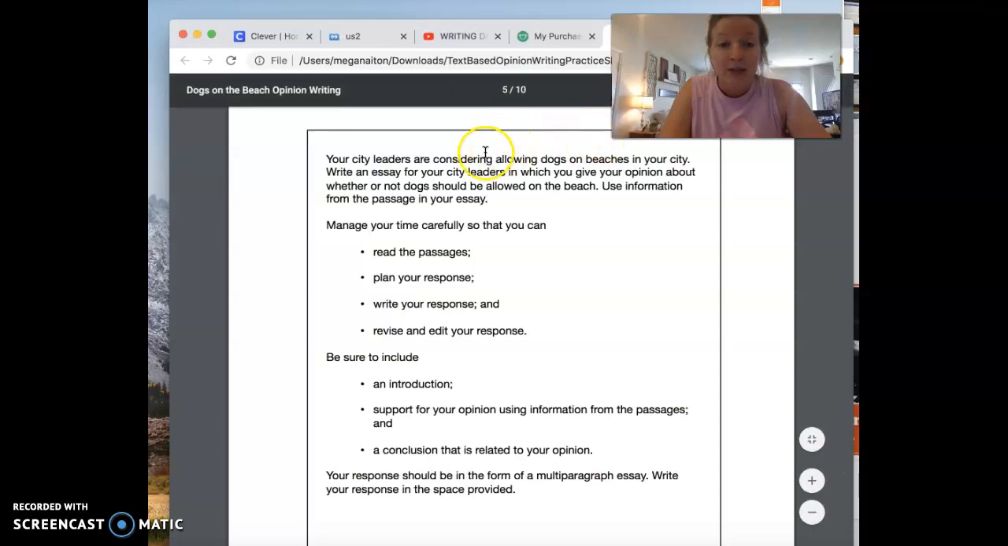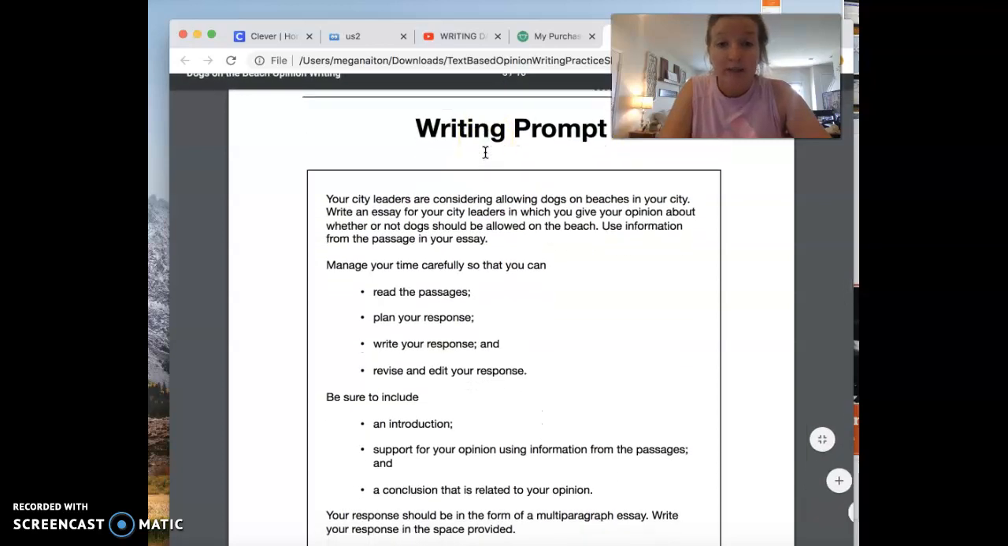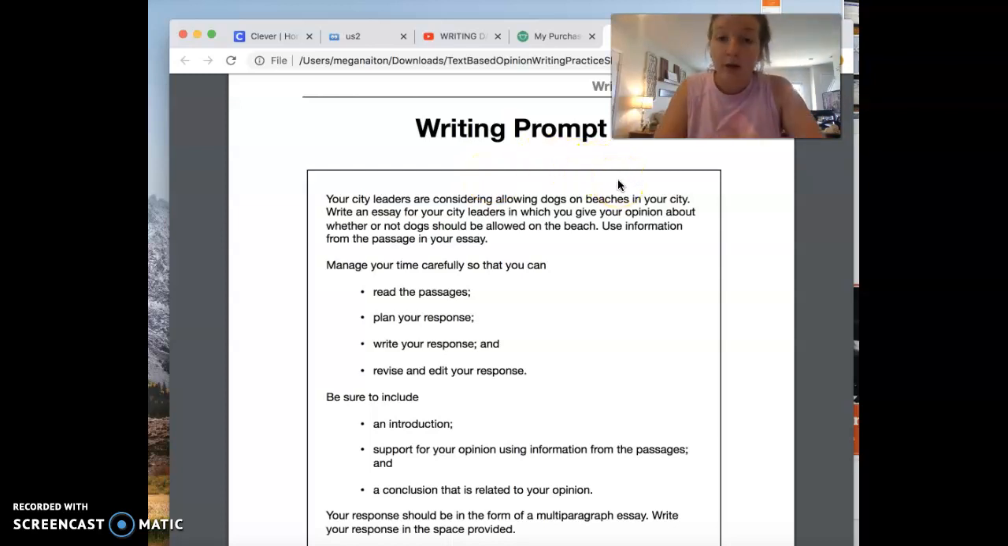So you had to read the prompt, which we always know is on one of the very last pages. They do that because they're trying to trick you. We always want to make sure that we are reviewing the writing prompt so that we understand the purpose for reading and the purpose for writing. So you had to identify the topic, the type, and the task.